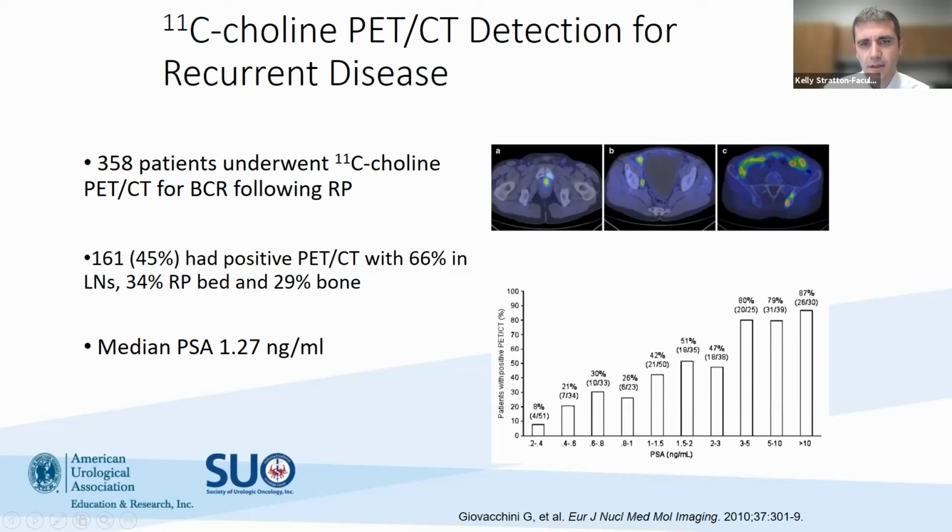If you look though, the PSA cutoff, probably around that 1.5 zone is where the detection drops below 50%. And at lower, below 0.5, the detection was only 20%. So the choline, although potentially better than conventional imaging, has a threshold of PSA detection that may be higher than some of the other next generation PET imaging.